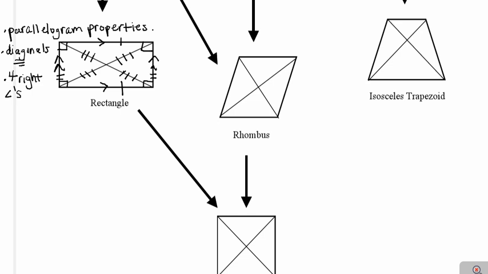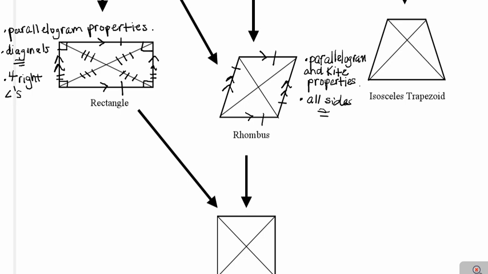Now moving on to a rhombus, notice that there are 2 arrows pointing at the rhombus, the parallelogram and the kite. So instead of rewriting all those properties, I'm going to just write parallelogram and kite properties. We know that from the parallelogram that opposite sides are parallel. And not only are opposite sides congruent, but actually in a rhombus, all the sides are congruent to each other. So I'm going to put the same tick mark on each of the 4 sides.